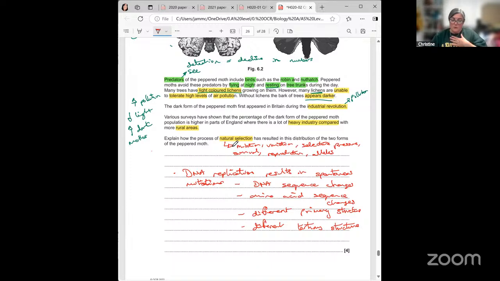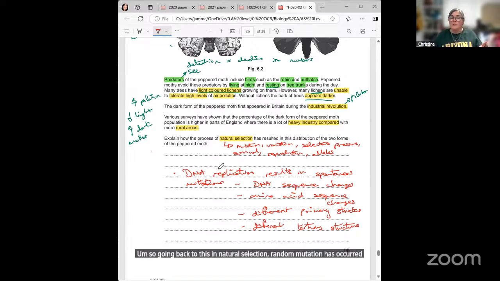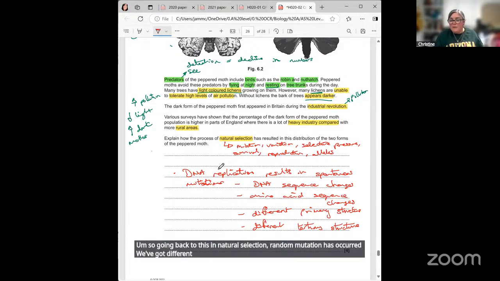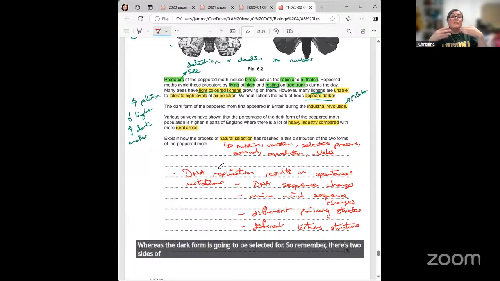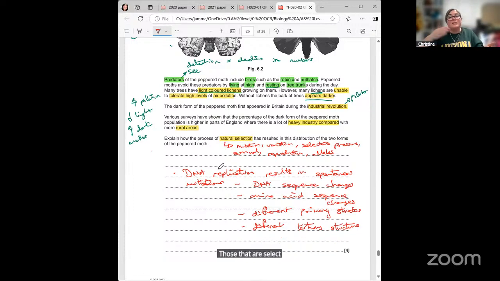So going back to this, in natural selection, random mutation has occurred. We've got different colors. In the Industrial Revolution, we know that there was more pollution. More pollution means there's going to be less lichen. So therefore, it's going to be darker. So the pale form is going to be selected against, whereas the dark form is going to be selected for. So remember, there's two sides of this selection. When we talk about selective pressure, those that are selected for and those that are selected against.